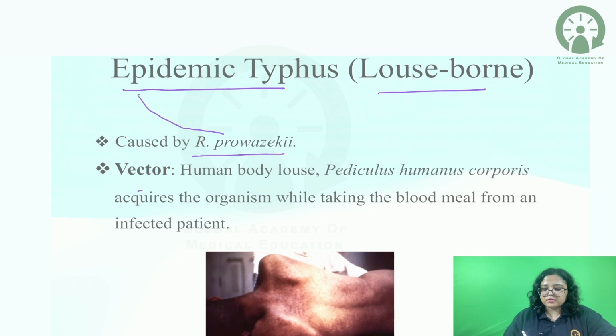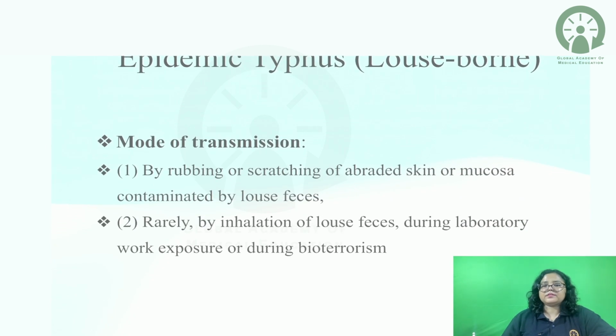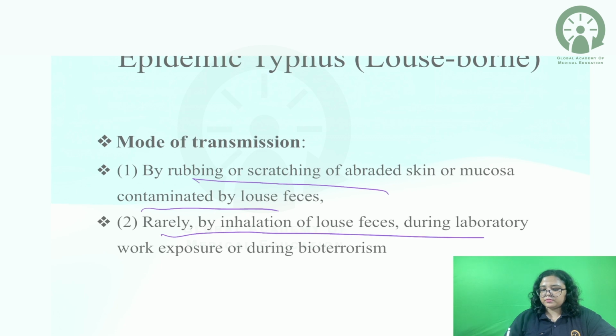And the vector is the human body louse, Pediculus humanus corporis, which acquires the organism while taking a blood meal from an infected patient. Here the rashes are on the trunk. It spares the face and the extremities. The mode of transmission is by rubbing or scratching of abraded skin or mucosa contaminated by louse feces. Rarely it may be due to inhalation of louse feces during laboratory work exposure, or it may also be used as an agent of bioterrorism.